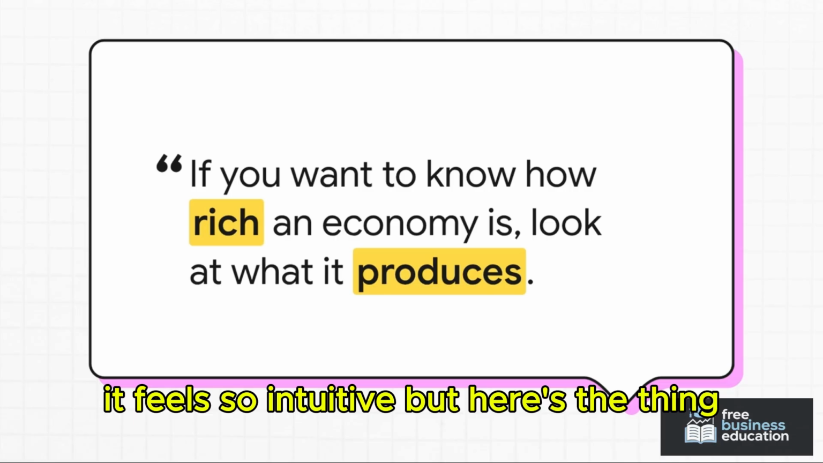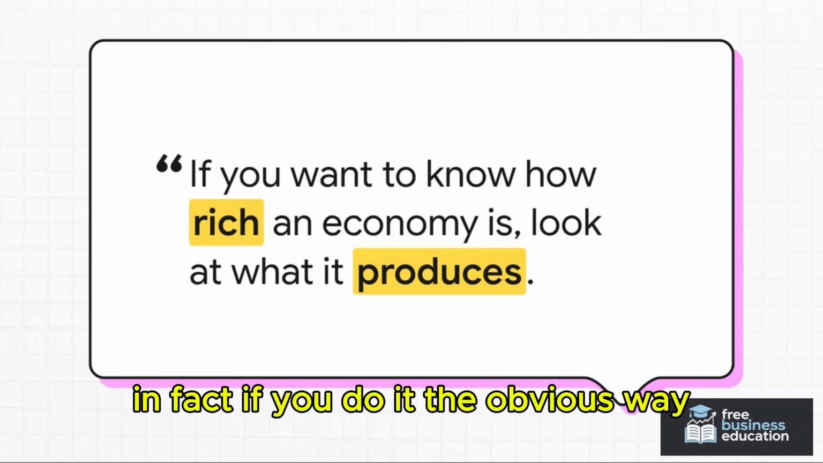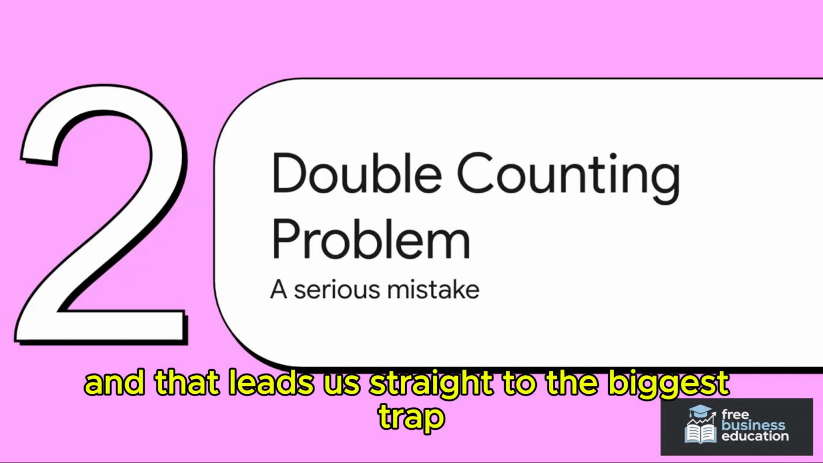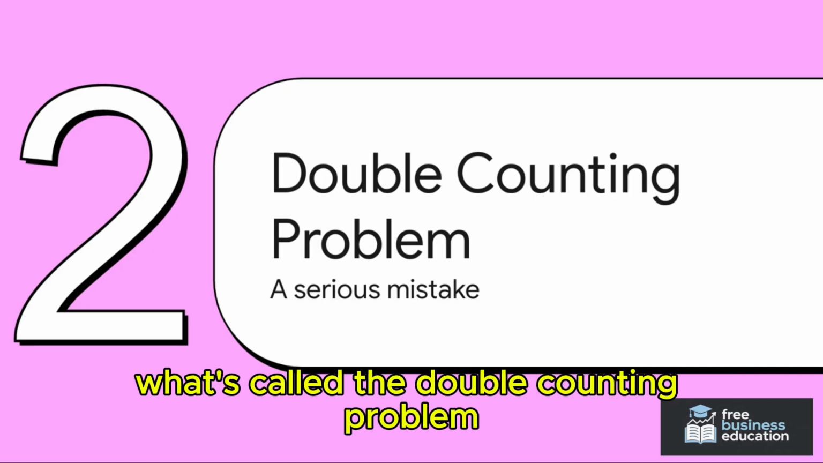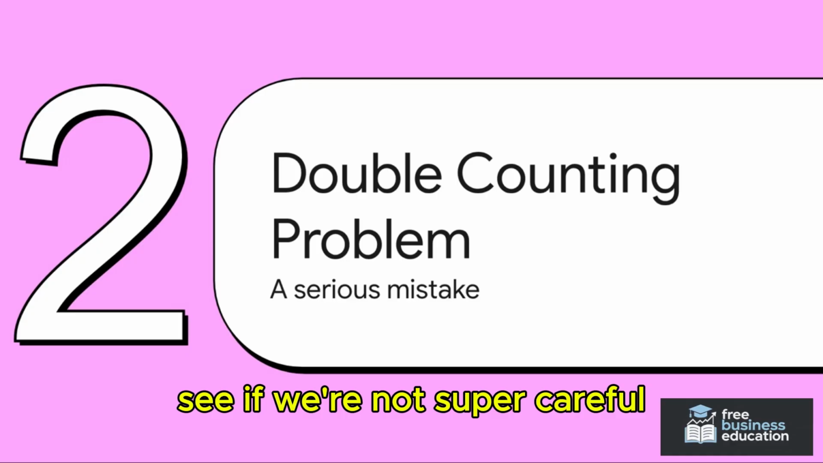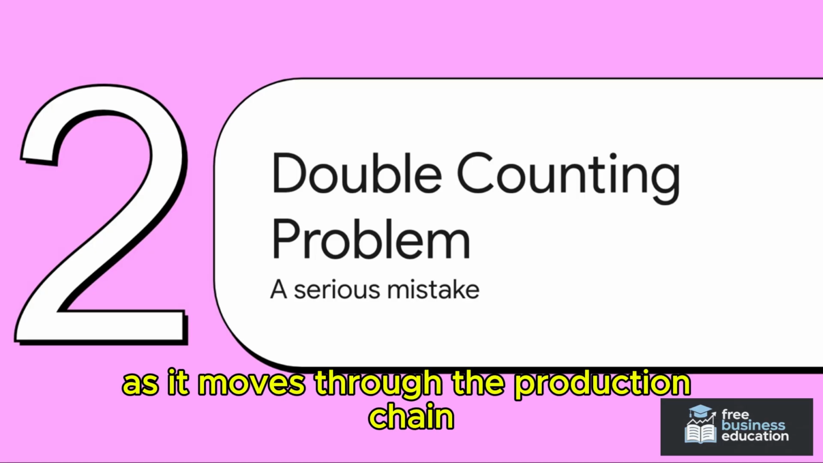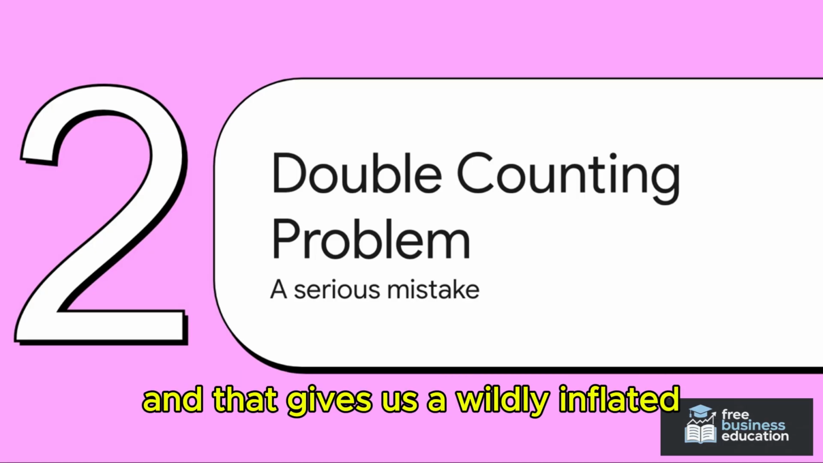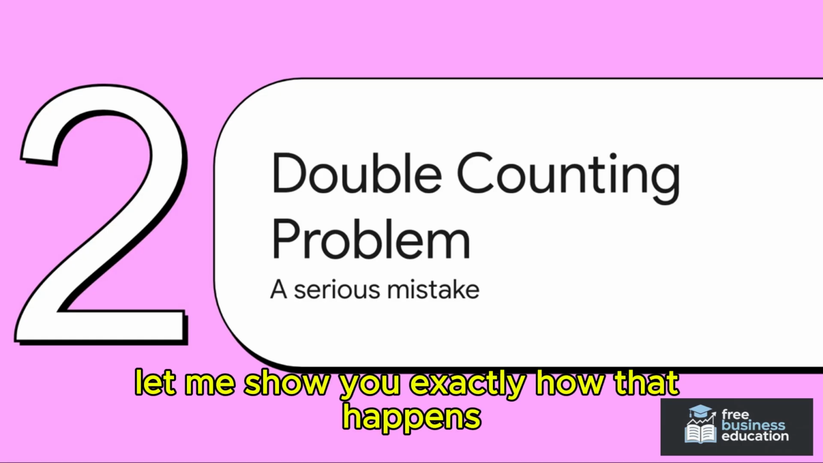But here's the thing. Just adding everything up isn't as easy as it sounds. In fact, if you do it the obvious way, you end up making a massive mistake. And that leads us straight to the biggest trap with this method, what's called the double counting problem. See, if we're not super careful, we can end up counting the value of the very same item over and over again as it moves through the production chain. And that gives us a wildly inflated, totally wrong number. Let me show you exactly how that happens.